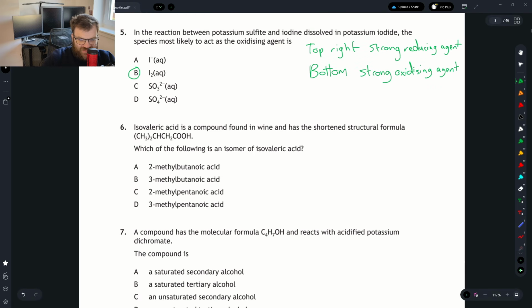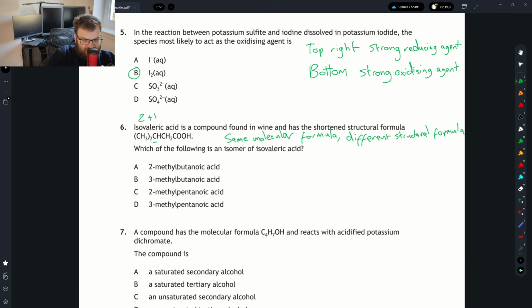For number 6, we're asked about isomers. They would have the same molecular formula but different structural formula. To halve our options, if we count how many carbons are in our given chemical, we can see which ones of the options have the same number. So we'll get 2 carbon branches. Another one here, carbon there, carbon there, carbon there. 1, 2, 3, 4, 5 carbons in total. Methyl is a 1 carbon branch, and butyl would have 4. So this is an option as the answer.